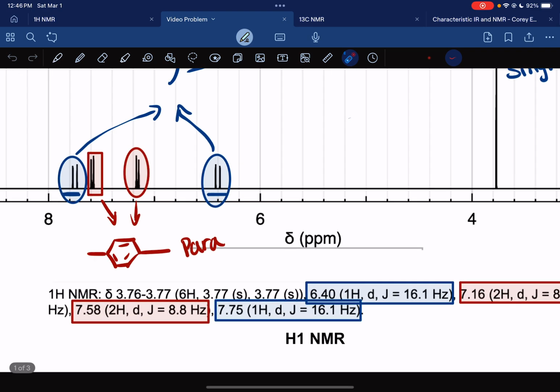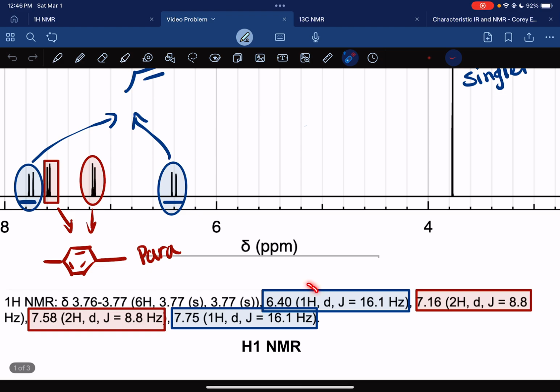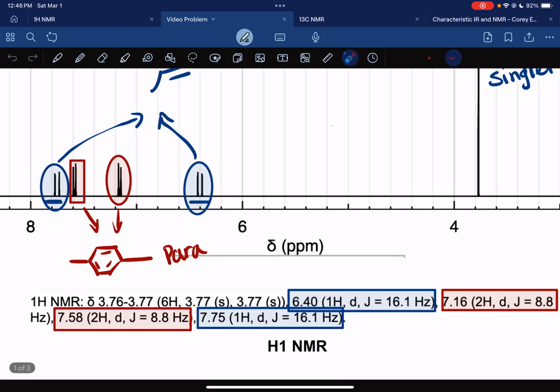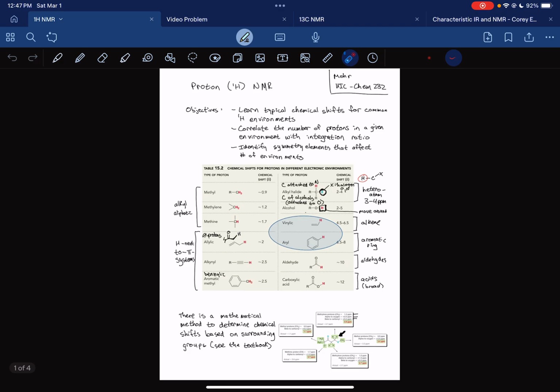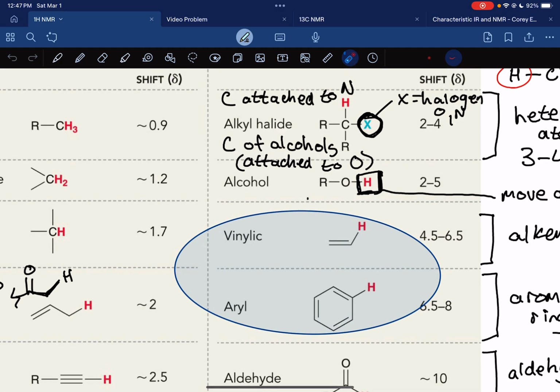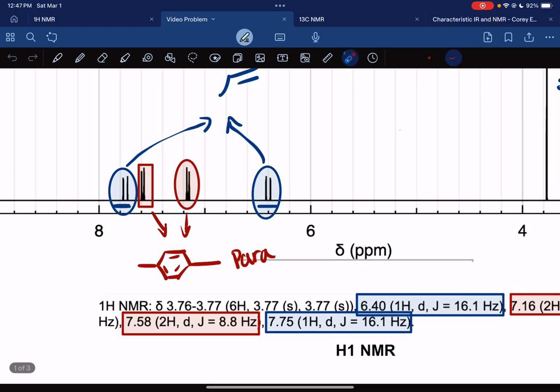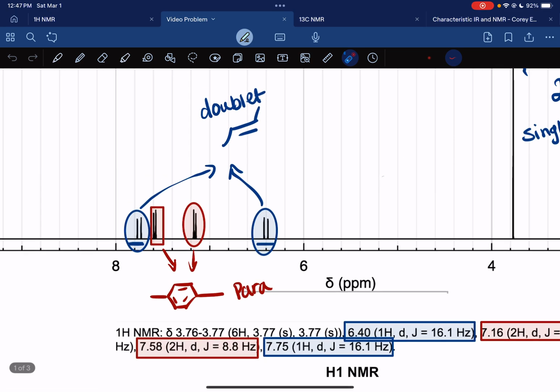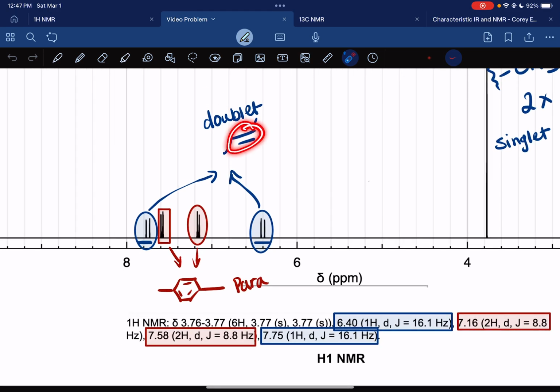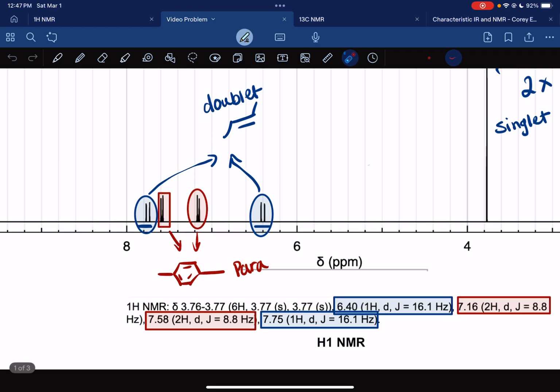And so now if we look down here, at these two right here, and we look at the numbers corresponding to them, they're 1 hydrogen, they're a doublet, and they also have the same coupling frequency right here. And so this heavily indicates, because it's around 6.4 to 7, that we have a double bond here. And because of that coupling to each other, we indicate that we have a double bond in a trans configuration. And so that's important to know.